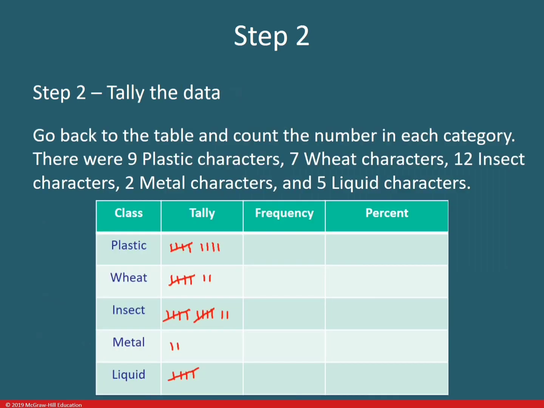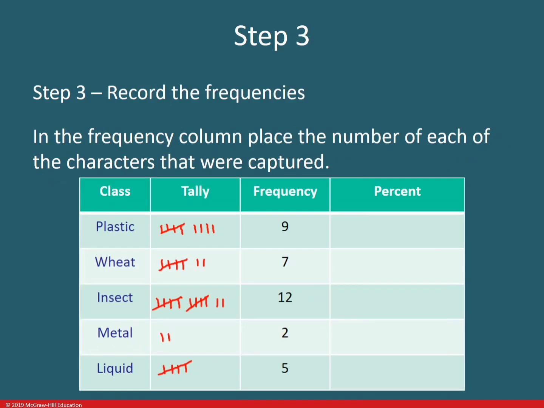Tally is simply counting off, and you could just do it by hand: how many plastic, how many wheat, how many insect, how many metal, and how many liquid. So you just do a hand count pretty much. And your frequency is the numerical value of your tally. So I tallied 9, so my frequency is 9. I tallied 7, so my frequency is 7.